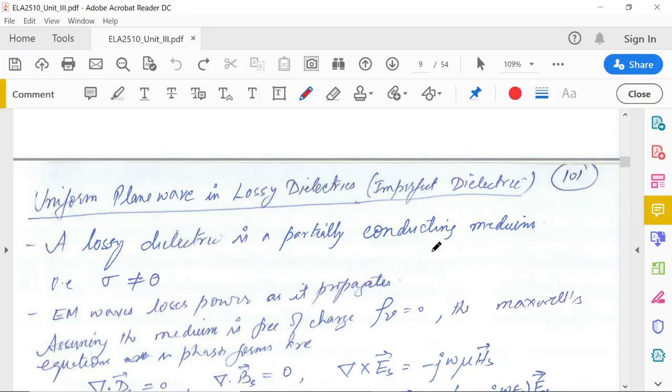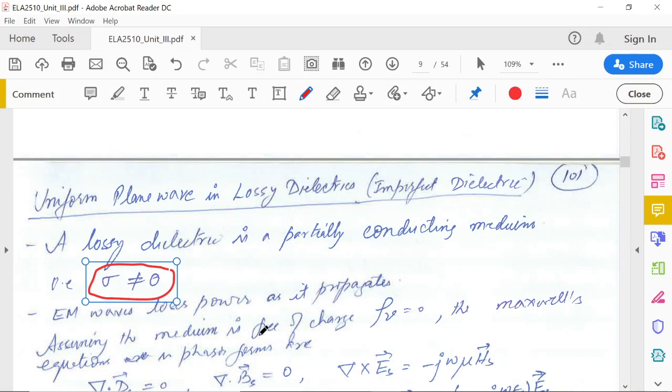In this lecture, we will now study uniform plane waves in lossy dielectrics, also called imperfect dielectrics. A lossy dielectric is a partially conducting medium, that is, it has non-zero conductivity, sigma not equal to zero. If a dielectric has some conductivity, then this type of dielectric will exhibit some sort of lossiness.